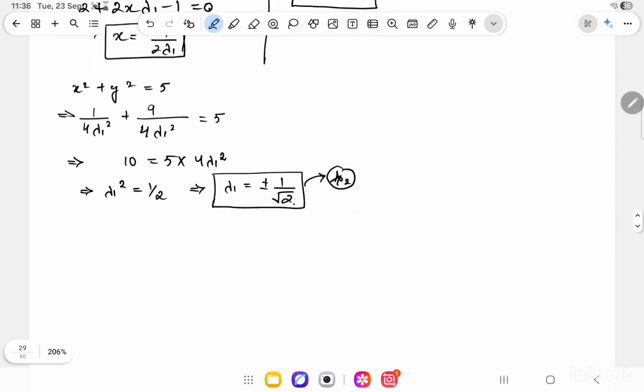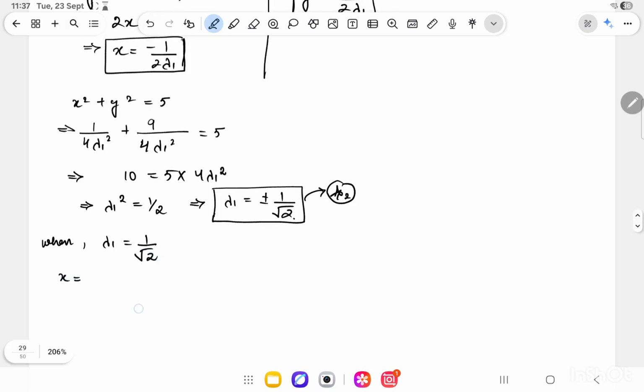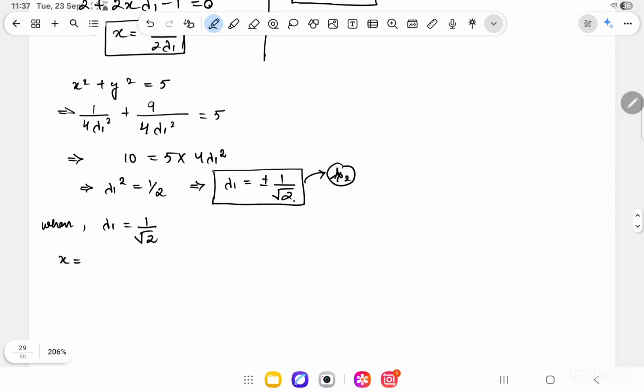So this will basically give me two values of x and y. When my lambda 1 is 1 by root 2, then my x will be minus 1 by root 2 and my y will be minus 3 by root 2.